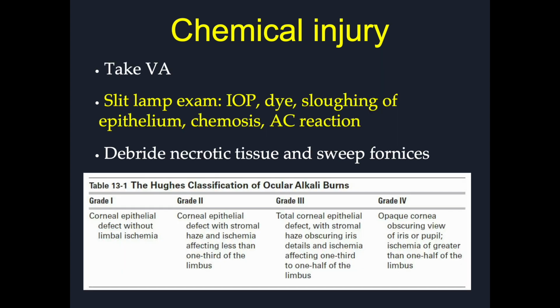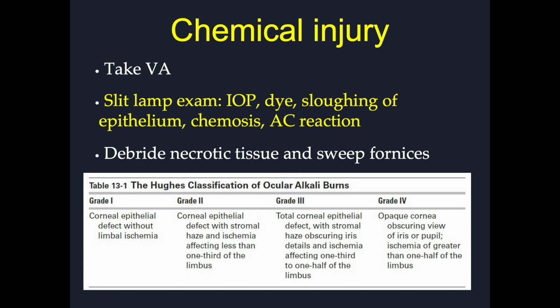After successfully doing those first aid measures, you don't forget that you also need to take the visual acuity, perform a thorough slit lamp examination, and an important thing here is to check the intraocular pressure, do a dye staining, check for any sloughing of the epithelium, some chemosis, and any anterior chamber reaction. You might need to debride any necrotic tissue, and also sweep the fornices, for there might be any trace foreign bodies that is causing some chemical injury.